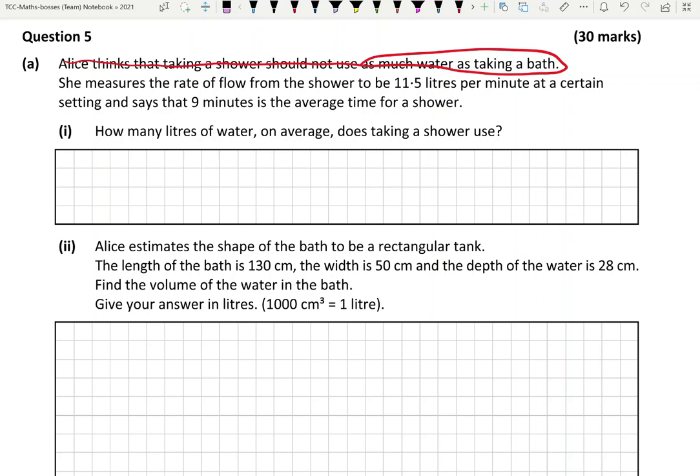She measures the rate of flow from the shower to be 11.5 liters per minute. So we know that, so let's write that down. 11.5 liters per minute at a certain setting, and says that 9 minutes is the average time for a shower. How many liters of water on average does taking a shower use?